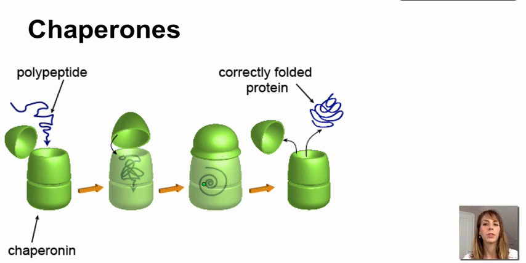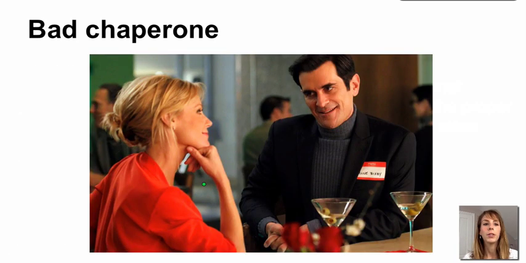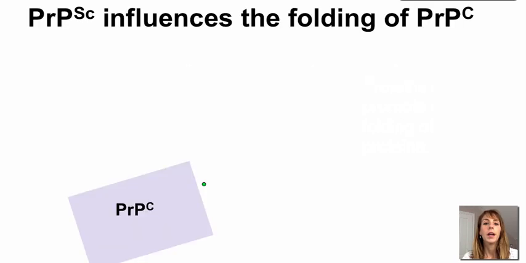So in general, when we think of chaperones in cells, they are proteins that promote the proper folding of other proteins. Now, sometimes you get a bad chaperone, a chaperone that's not really doing its job and that is influencing others in a negative way. So hopefully we don't have this at a dance, but we do have this in the case of prion disease. So we could take a more broad definition of a chaperone and call it a protein that influences the folding of another protein. Prions fit this definition of chaperones because they influence the folding of normal healthy proteins.